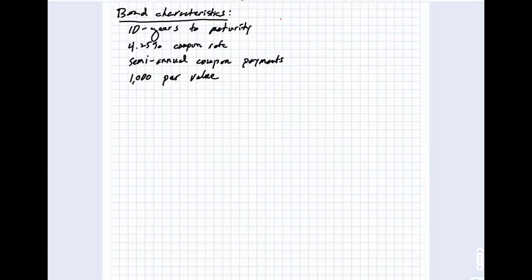And so we can immediately say from these first three statements that we're going to have a timeline that contains 20 periods. And that's because we have 10 years, but semi-annual coupon payments, so 10 times 2 is 20.